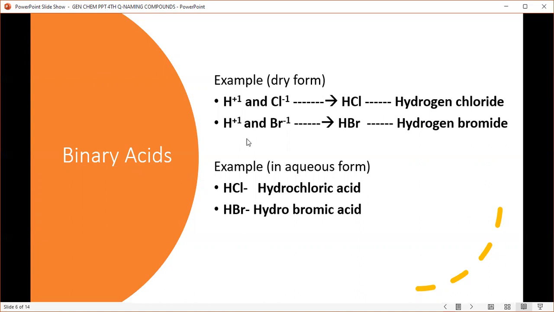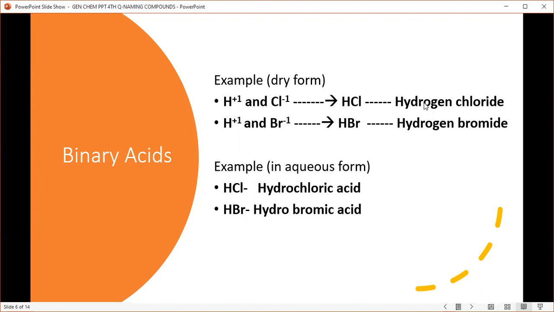Okay, and also next we have here H positive 1 and Br negative 1. That's going to be HBr. So first, write the term hydrogen, and then the stem of the name of the non-metal, that's brom, bromine. So brom is the first syllable, so that's the root. And then just simply add the suffix IDE, that's going to be hydrogen bromide in dry form.